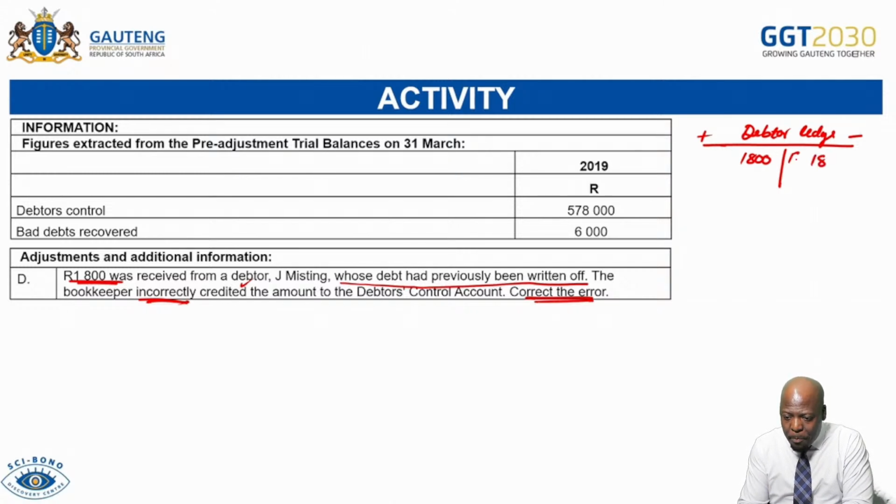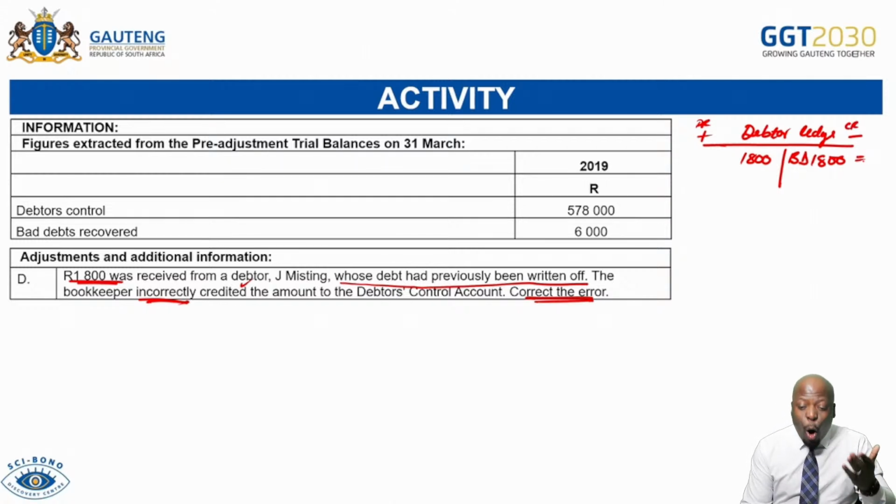But here we say bad debt 1,800. What does that mean? On the debit, I have 1,800. On the credit, I have 1,800. That means here, this account has been written off. The account has been written off. This account is now 0. We have written off the account. We don't have a debtor by the name Jamie Sting anymore.